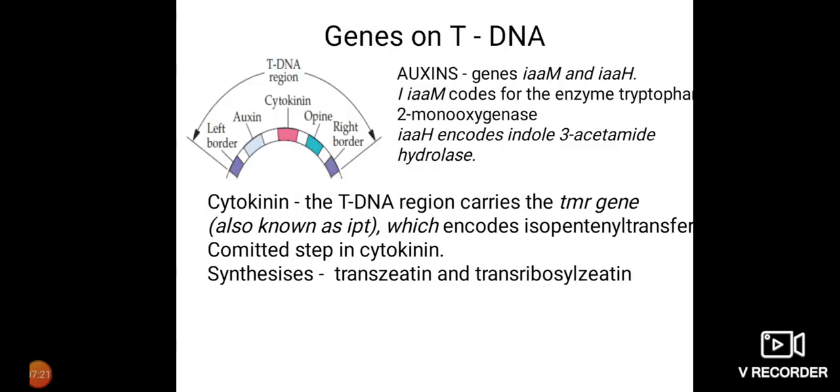If you get into this tDNA, auxin genes IAM and IAH are found. IAM codes for the enzyme called tryptophan oxygenase, whereas IAH codes for indole 3 acetamide hydrolase, required for synthesis of the auxins.